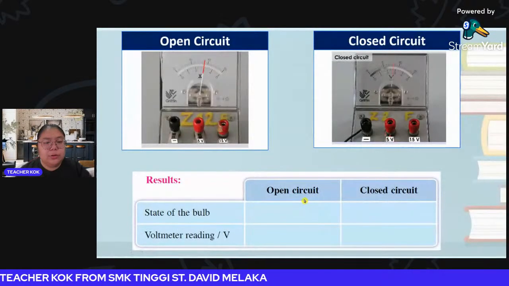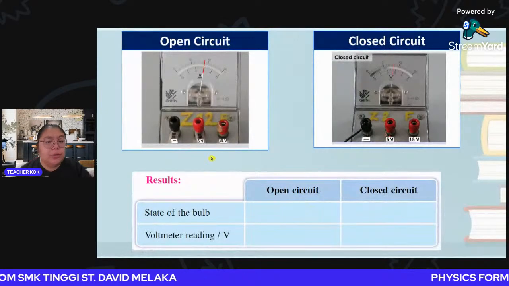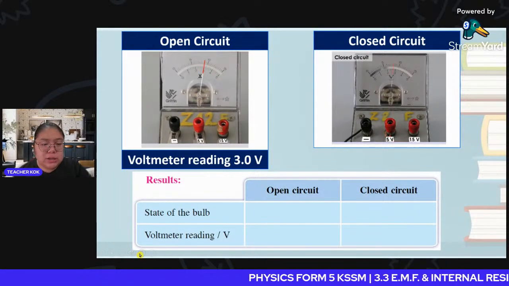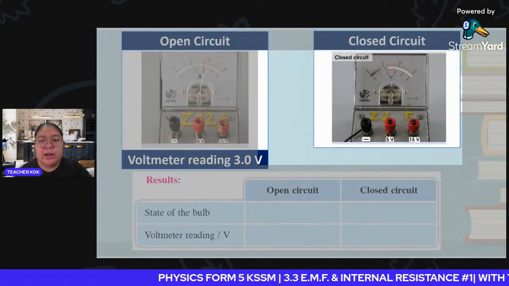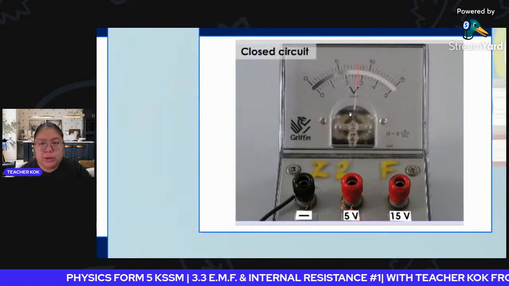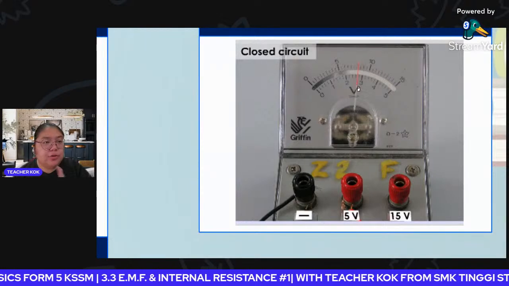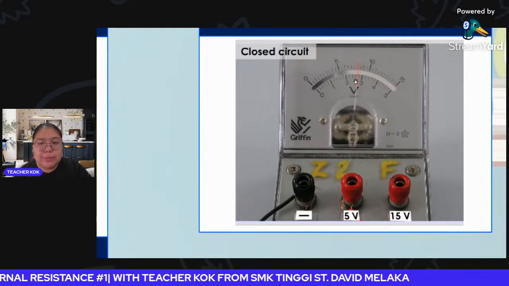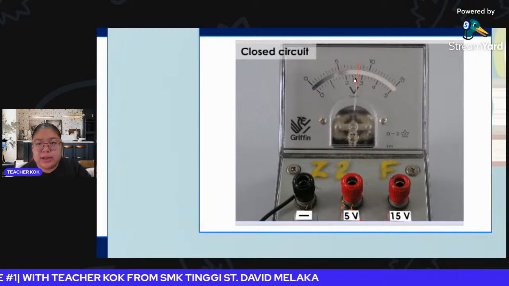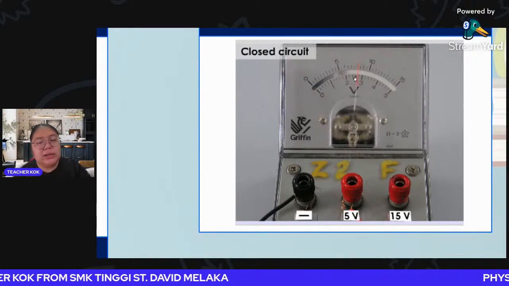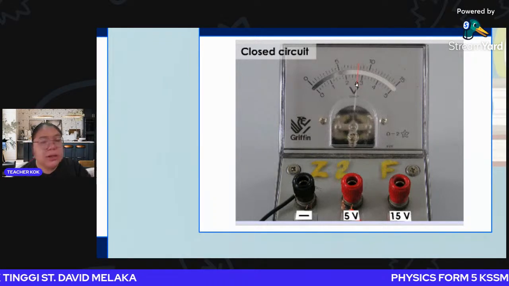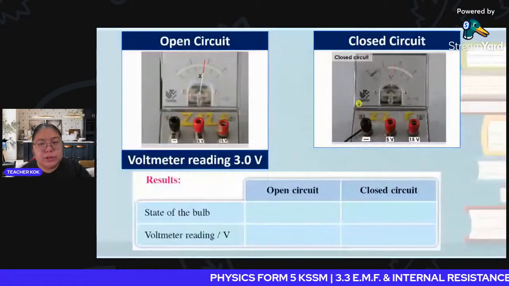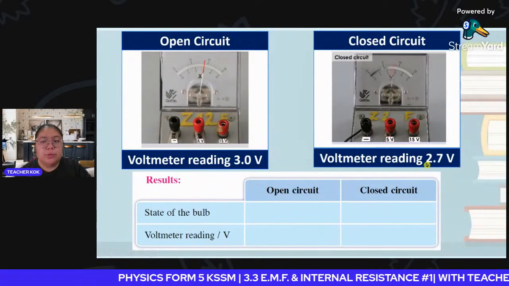This one should be 3. Now we go and see the closed circuit. When I just close it, we find what happens to the voltmeter. You can see the reading drops, to about 2.6 or 2.8 on the meter. So we take it as 2.7. Okay, 2.7 here, so we drop down 2.7.